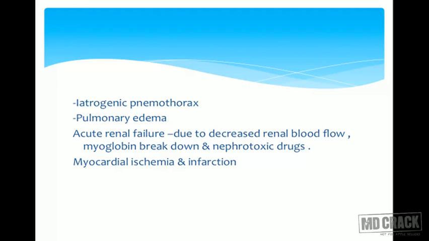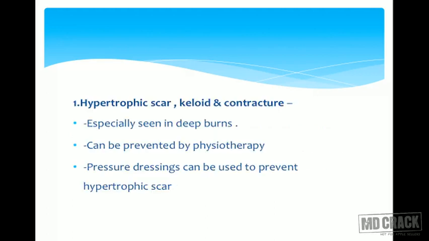Acute renal failure is common due to decreased renal blood flow or myoglobin breakdown or nephrotoxic drugs. Myoglobin breakdown is the commonest complication seen in electrical burns. Myocardial ischemia and infarction can also be an acute emergency. Now we'll see late complications.